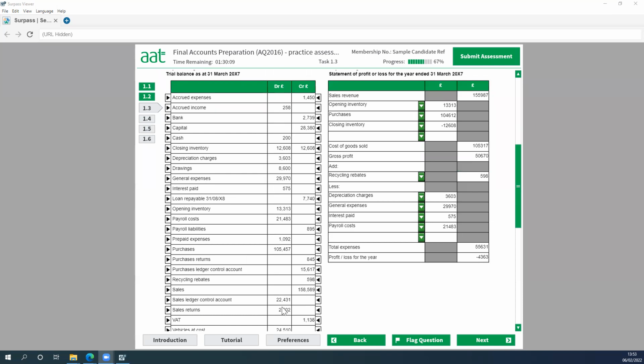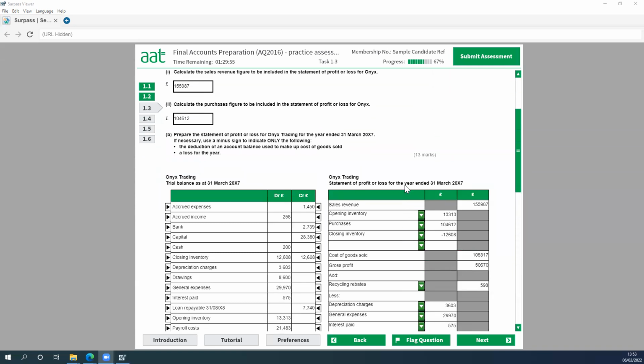£158,589, but then we've also got sales returns, where our customers have sent back £2,602 worth of goods. So that gives us what we call the net sales figure of £155,987.